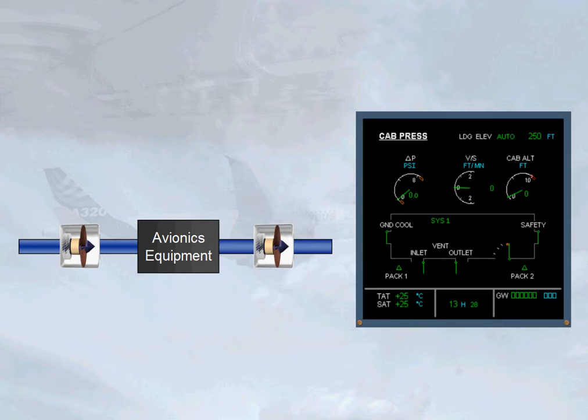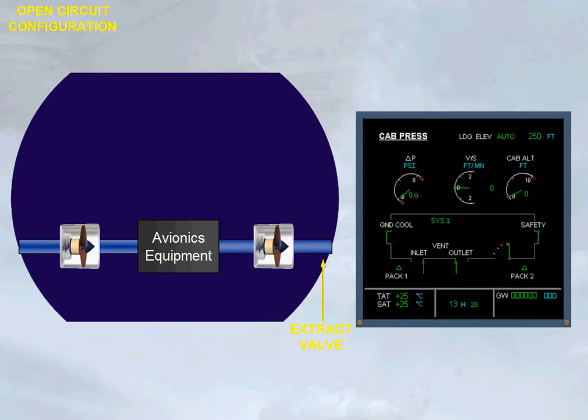The air is blown through the avionics equipment, extracted and then discharged overboard via an extract valve. Both valves are open. This is the open circuit configuration. Note, in most cases, you will see this indication when the aircraft is on the ground.